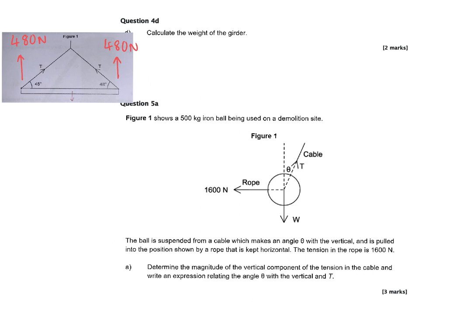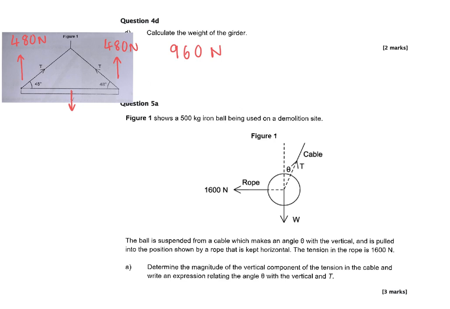Question 4d, calculate the weight of the girder. So I've brought across our data from the previous question. So both of our vertical components of the tension was 480. That is rounded to 2 significant figures, but you get the idea. We've got 2 lots of 480 going up. To balance that out going down, therefore we must have 2 times 480, which is going to be 960 newtons going down.